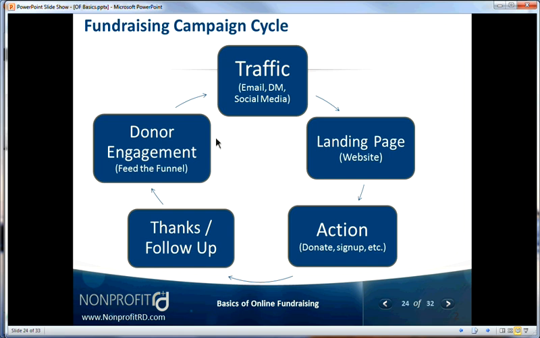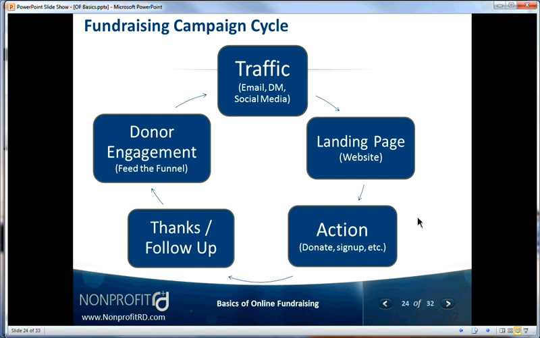So if I'm a peer-to-peer fundraiser for your organization, I might email my mom. She comes to your website. She didn't even know that your organization existed. She becomes a new donor. She helps feed that funnel. So this is where those advanced strategies can really pay off dividends. And the only way to have a good peer-to-peer fundraising campaign is through that donor engagement. You really need to build those relationships. So that's the fundraising campaign cycle.